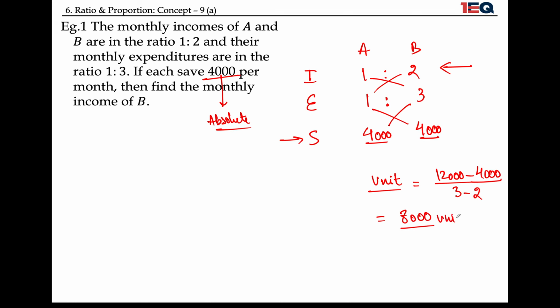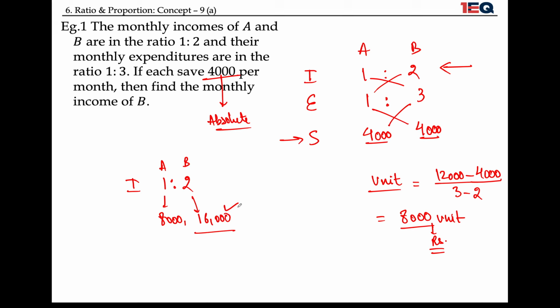Now this 8,000 unit, which is also equal to 8,000 rupees, can only and only be multiplied with the income of A and the income of B. It cannot go towards the expenditure side. So I'll do the same with 1 is to 2, which is the income of A and B, and 8,000 needs to be multiplied here. So the income of A is 8,000, and the monthly income of B is 8 into 2, that is 16,000. So here is my answer: the income of B is equal to 16,000 rupees.